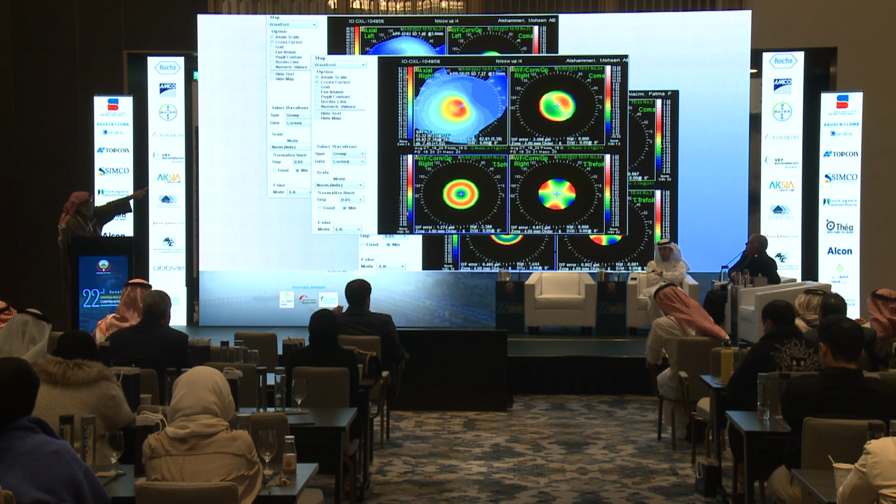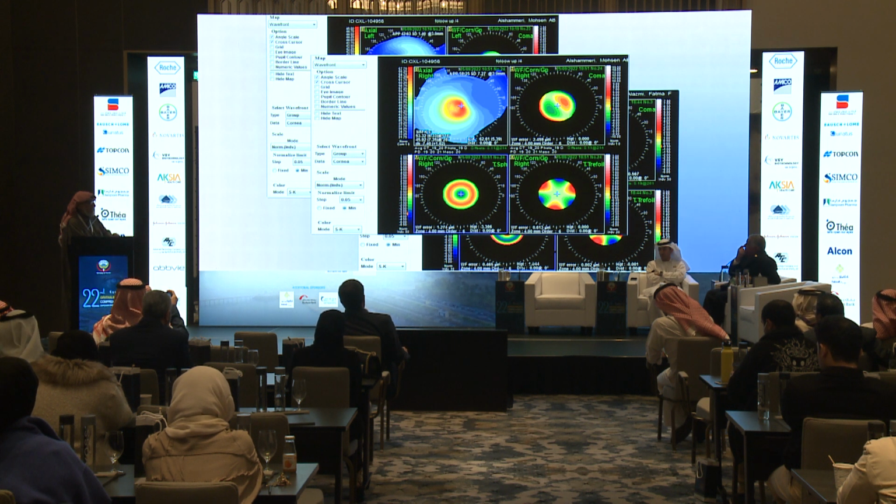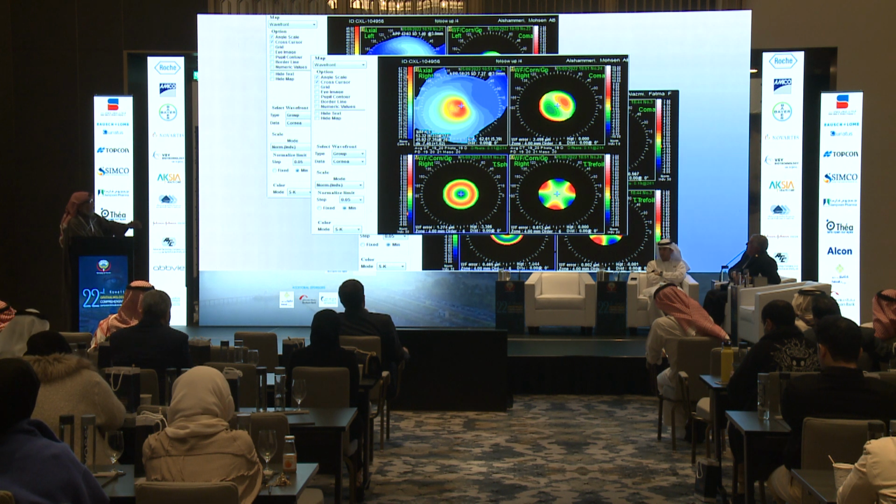Now, if you look at this one, this is what we call the nipple. Here, mainly, the spherical aberration is getting really high, 1.2, yet the coma is high and the trefoil is high. So this is the way. How do you measure it?